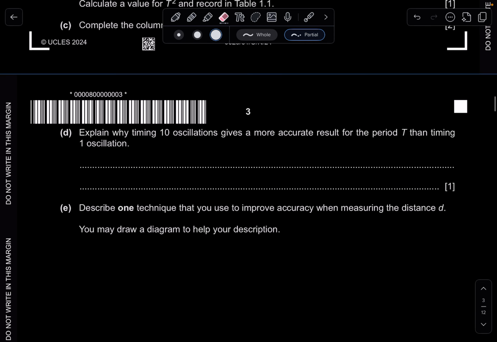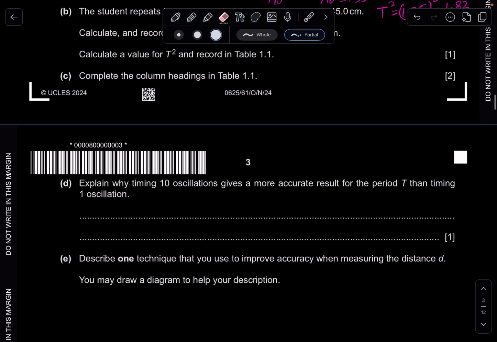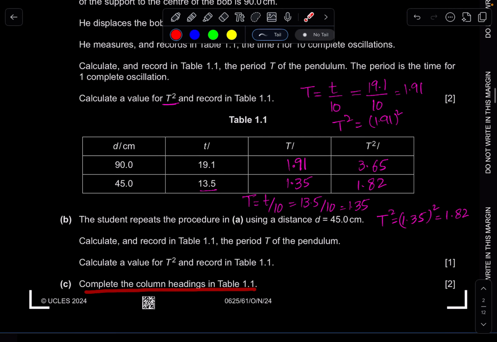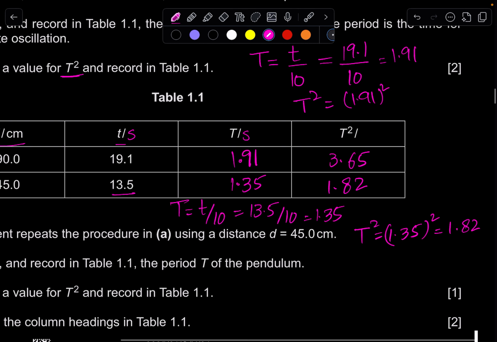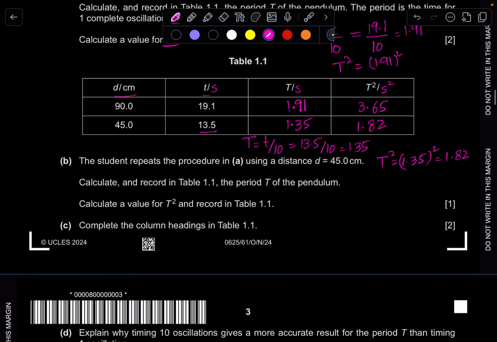So let's move to part C. In part C they're asking to complete the column headings in table 1.1. Okay, so the first heading is for d, it's already completed. The time is measured in seconds, so the time period will also be in seconds, and when you take the square of the time it will be second square. Okay, so we are done with part C as well.